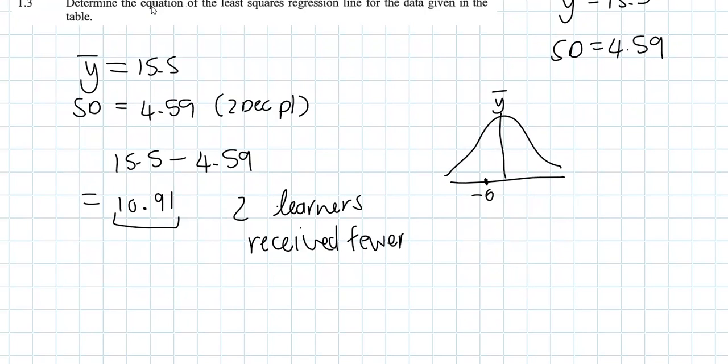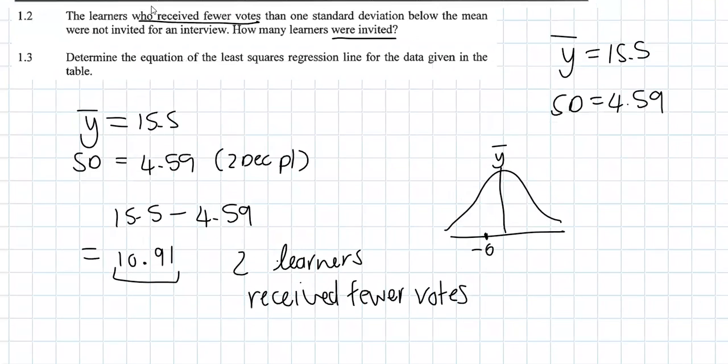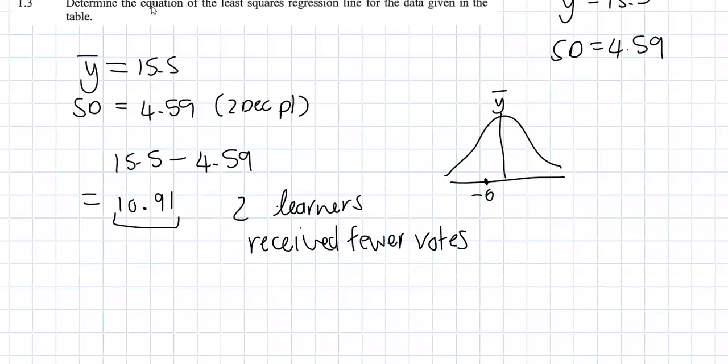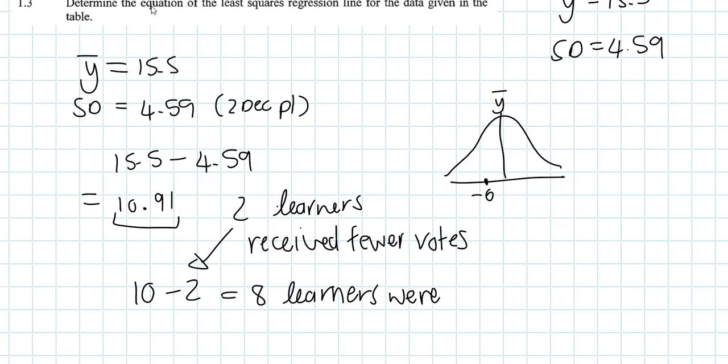And there were 10 learners altogether. So we weren't asking how many received fewer, how many weren't invited. We were asking how many were invited. So the 10 learners altogether minus the 2 learners that received fewer votes is 8 learners who were invited. Because obviously the 2 learners who received fewer votes were not invited.